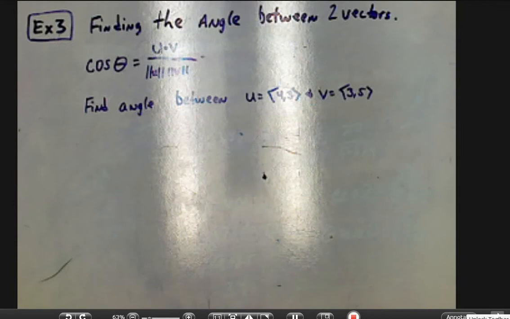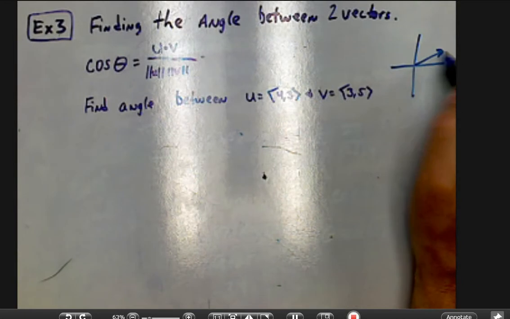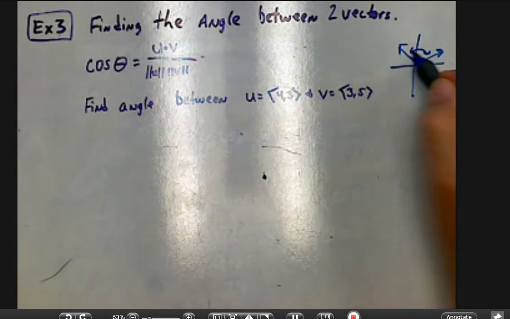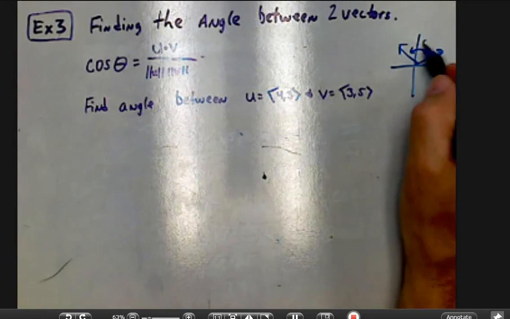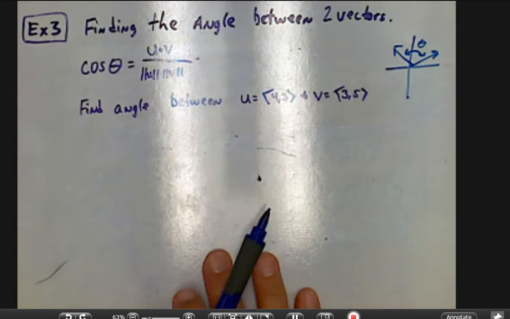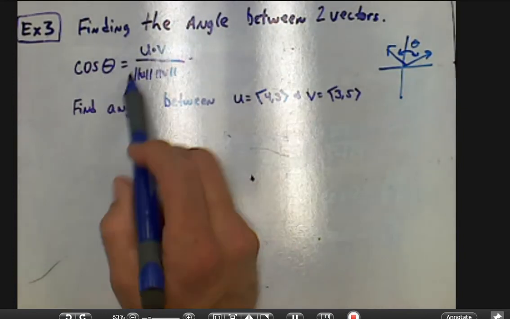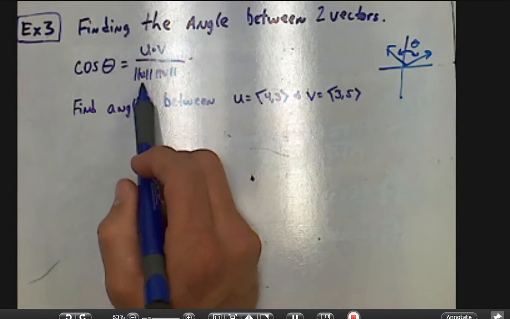Okay, for example 3, we're going to find the angle between the two vectors. Essentially what it means is if I have vector A, vector B, I'm looking for that angle theta in between the two vectors. They give us a nice formula here. It might be kind of hard to read with the glare, but it says the cosine of theta equals u dot v over magnitude u magnitude v.